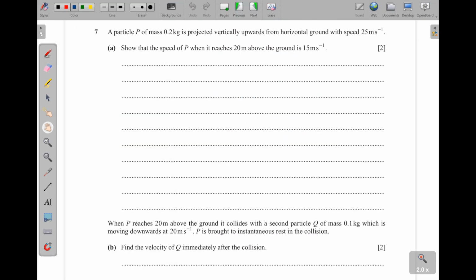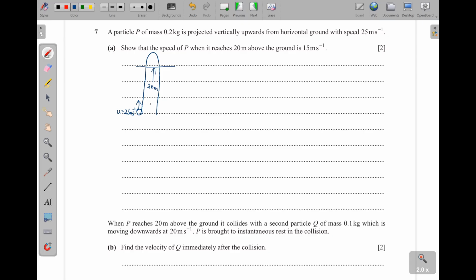Question 7. A particle P of mass 0.2 kilograms is projected vertically upwards from the horizontal ground with speed 25 meters per second. Part A: show that the speed of P when it reaches 20 meters above the ground is 15 meters per second. Now in my sketch here, I'm going to have this one projected vertically upwards, but then it will reach maximum height and then it comes back. Okay, so it is projected from here with a speed of 25 meters per second. Then there is going to be that height here when it is 20 meters.